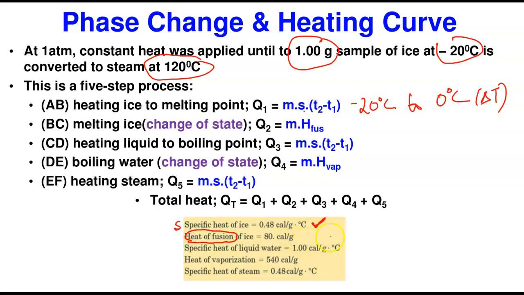The heat of fusion of ice is going to be 80 calories per gram. So you're going to take this mass, you multiply by the heat of fusion to get this.